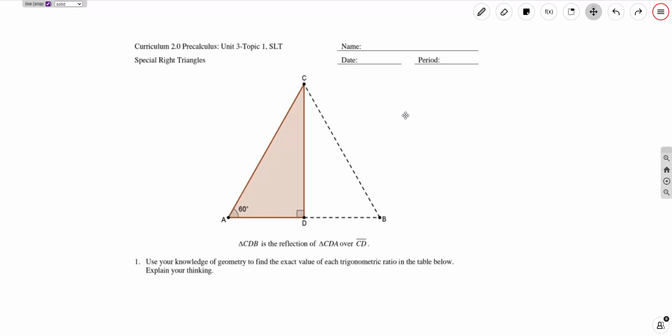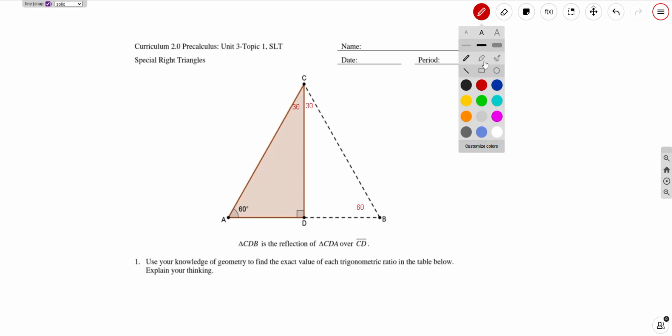Okay, so let's try to do an example. Here we have a triangle. It has a 60-degree angle here that says this is a reflection. So if that's a reflection, that means this is going to be 60 degrees over here. We know that this is going to be 30 degrees over here, but this is also 30 degrees over here. And that's going to be all of the different angles that we need to know.